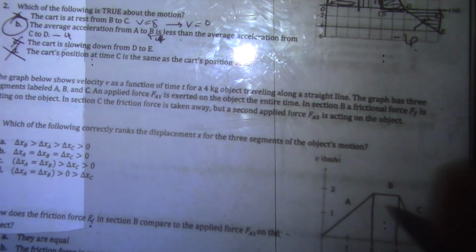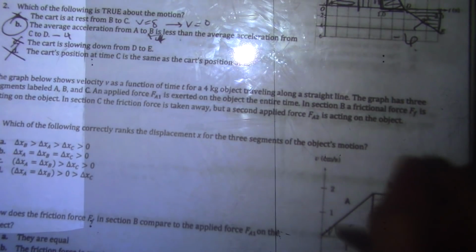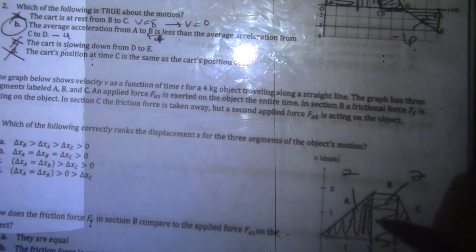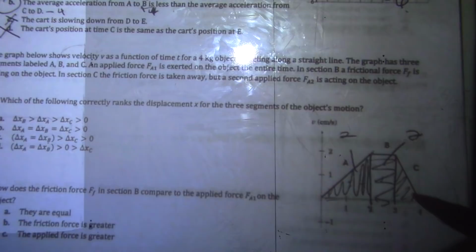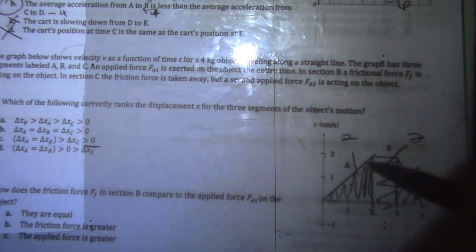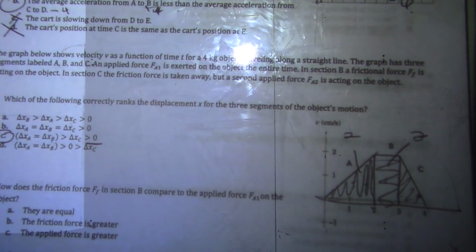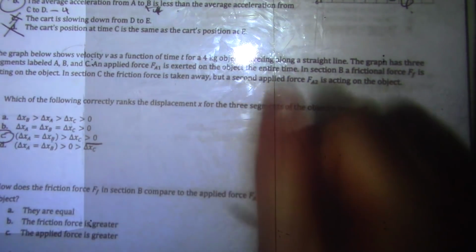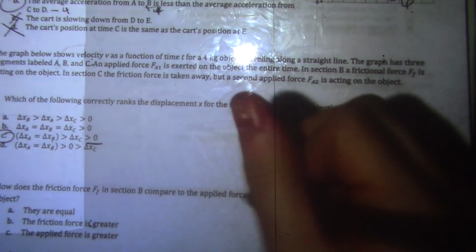All right, another velocity versus time graph ranking displacement, so areas. So C is definitely the least amount. Now between A and B, if we look, this is a triangle with 2 times 2 divided by 2, which is 2. This is 2 times 1, which is also 2. So A and B actually have equal areas. So A equals B, and both of them are more than C, and all of them are greater than 0 because they're all positive areas. None of them are negative, like below the x-axis. Your answer is C.